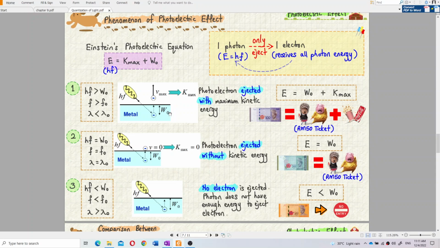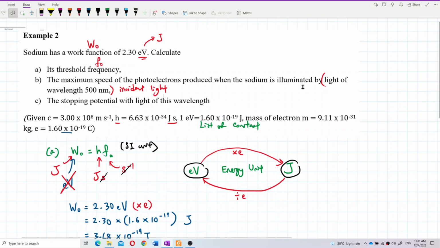Work function is the binding energy of the metal. So once it receives enough energy from the incident photon, it overcomes the work function, and then it can eject from the metal surface with certain kinetic energy. So this incident photon provides energy for the free electron to overcome the work function and be ejected with certain kinetic energy. That's the incident photon, illuminated by light of wavelength 500 nanometer.